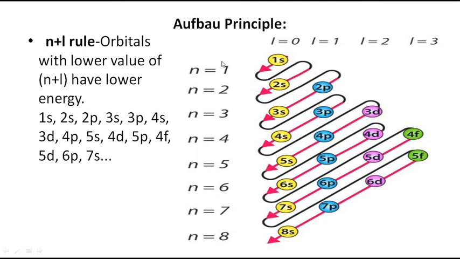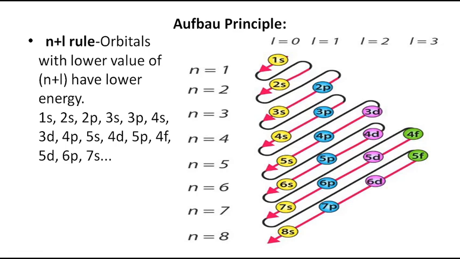Okay, now coming to the Aufbau principle. I told you we have several orbitals. Based on the quantum numbers, we have found out that these many orbitals do exist. So 1s, 2s, 3s, 4s, till 8s orbitals do exist, and 2p, 3p, 4p, 5p, 6p, 7p orbitals exist, and 3d, 4d, 5d and 6d orbitals exist, and 4f and 5f orbitals exist.